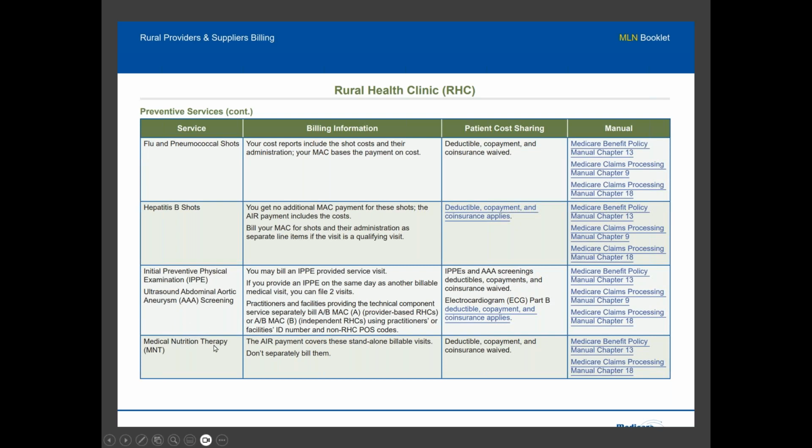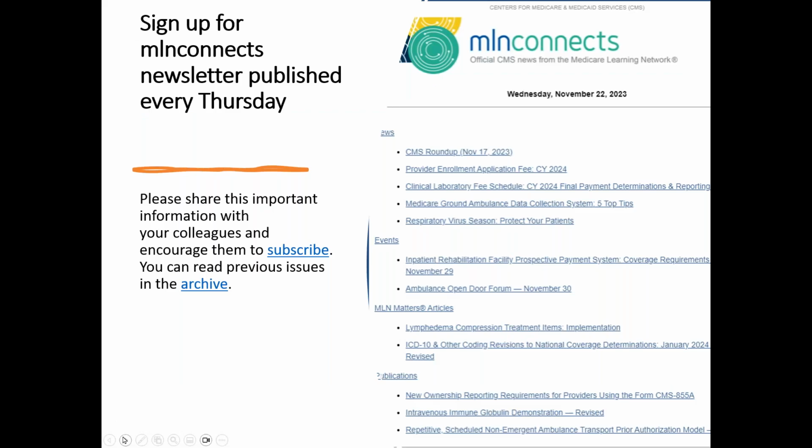Medical and nutritional therapy, that is confusing for rural health clinics because the FQHCs do get paid for that. It does count as a visit, but for a rural health clinic, they do not count. It does not count. So keep that in mind.